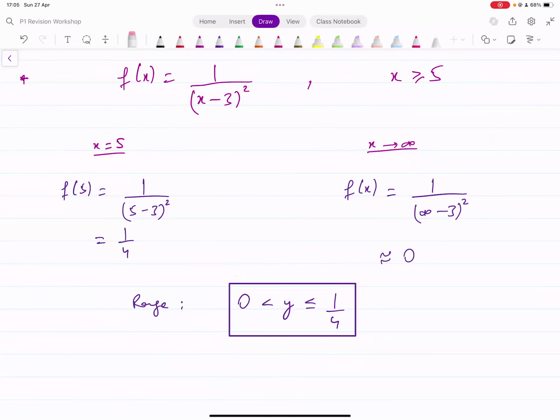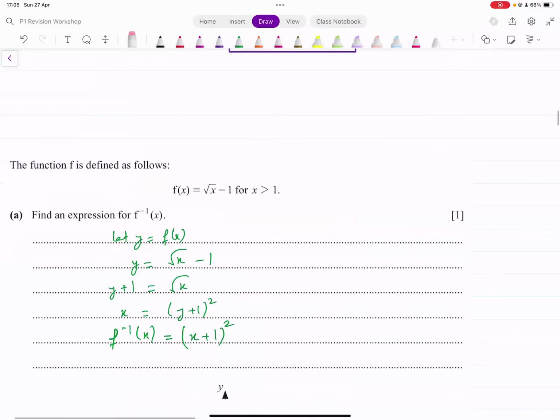Now, do we put an equal to sign with any of those numbers? How do we think about that? It's x greater than or equal to 5. So the corresponding value for 5, 1 over 4, is going to have an equal to sign here. But when the denominator is infinity, in this case, the value is going to be approximately equal to 0. It's not going to be exactly equal to 0. In that case, we don't put an equal to sign with this case. Okay, all right. Let's move on.